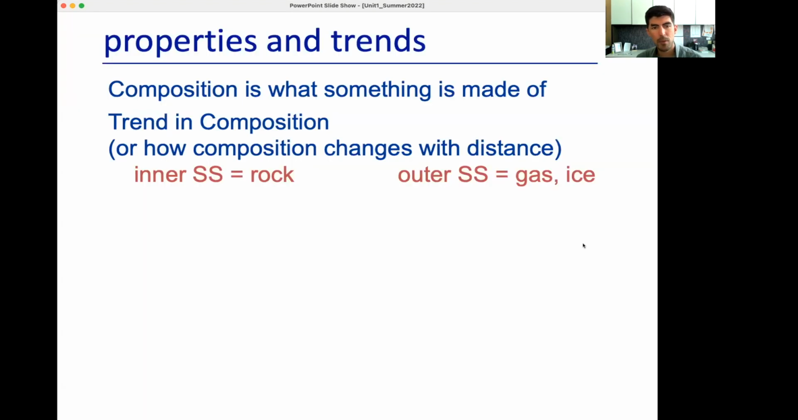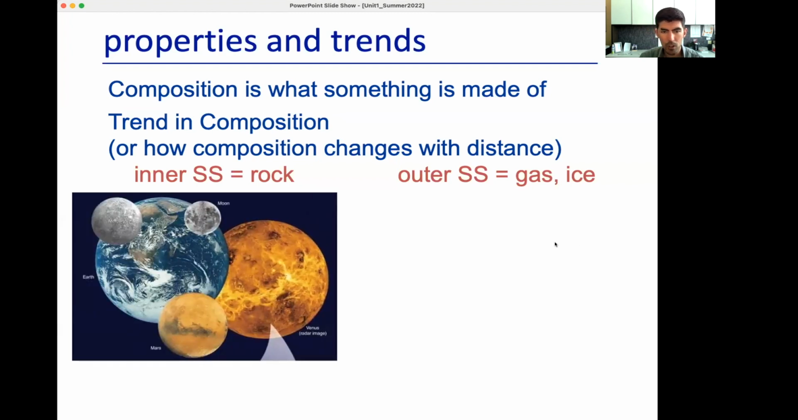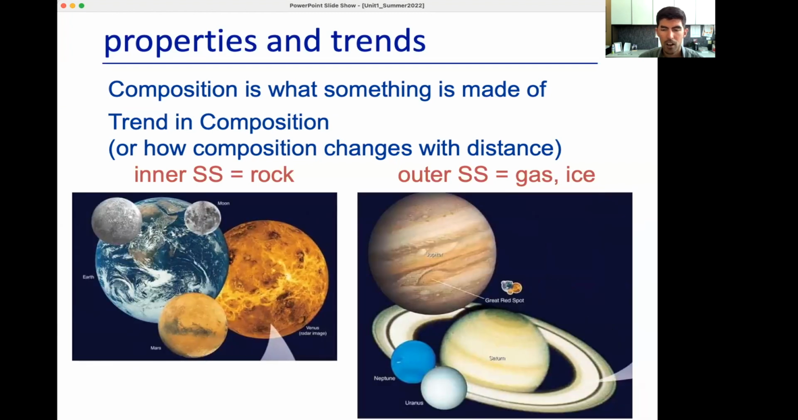Okay, so what are some of the properties and trends that we can observe in the solar system? Well, a first trend or change that we can see with distance is that in the inner solar system, we have planets that are made of rocky material. But when we move to the outer solar system, we have planets that are made of gas and ice. So ultimately, what we're seeing here is a trend in composition, or what the materials are made out of.